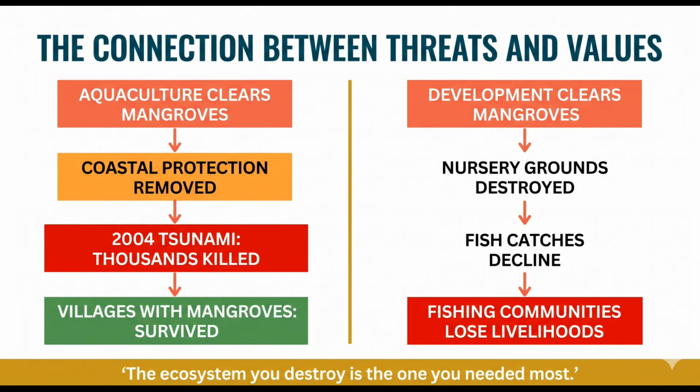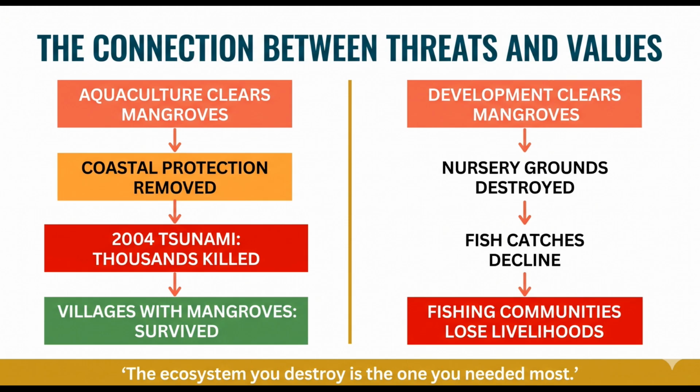Let me connect threats and values in one sentence, because this connection often comes up in exam questions. Aquaculture clears mangroves. Coastal protection is removed. When the 2004 tsunami strikes, thousands die where mangroves used to be, and communities survive where mangroves remained.